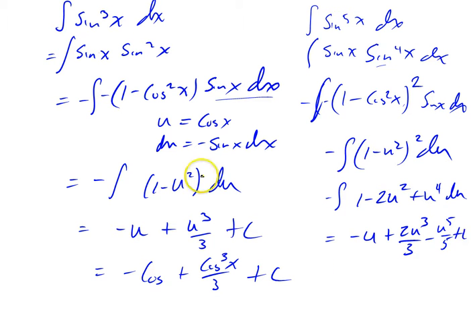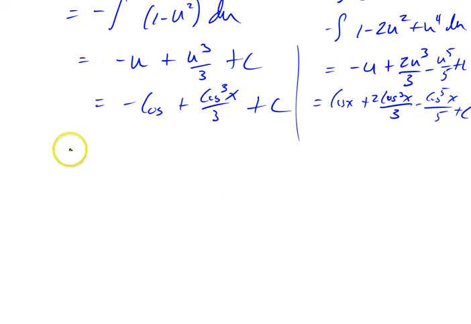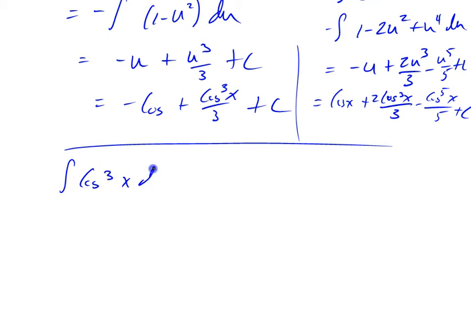And so then you plug the u back in, and you've got minus cosine x plus 2 cosine cubed x over 3 minus cosine to the fifth x over 5 plus c. Okay. And in a similar way, any odd power of sine can be done that way. Likewise with cosine. If you had cosine cubed, it would look very much like the sine cubed integral. The integral of cosine cubed x dx, I would write it as cosine x times cosine squared x.